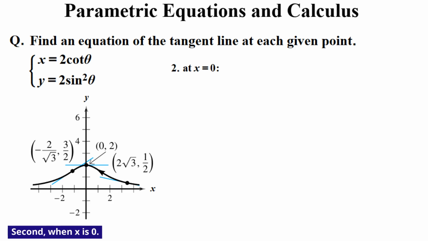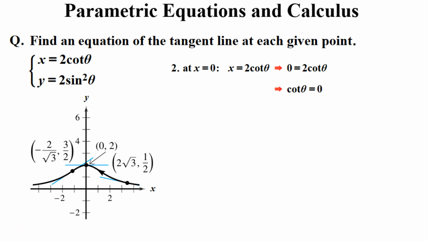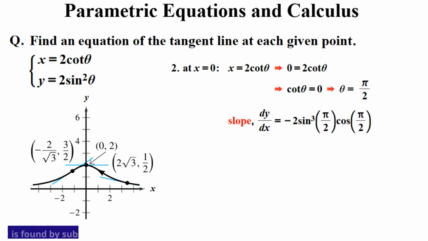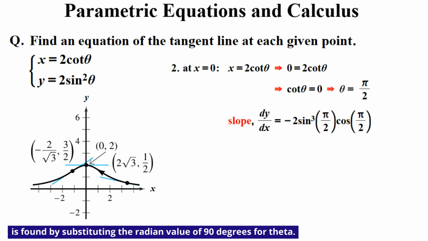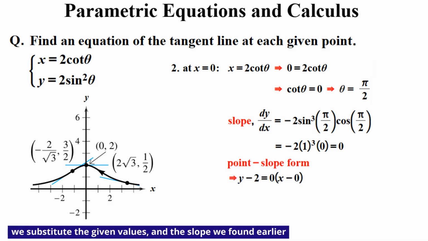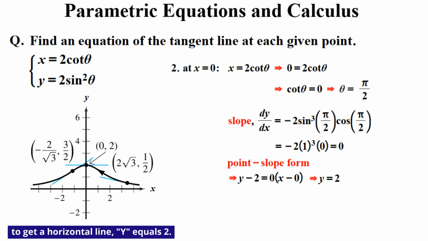Second, when x is 0, we need to find the angle theta. By substituting the given value and simplifying for the cotangent, we find that it is 90 degrees. The slope of the tangent is found by substituting the radian value of 90 degrees for theta. Simplifying, we get 0. Using the point slope form, we substitute the given values and the slope we found earlier to get a horizontal line, y equals 2.